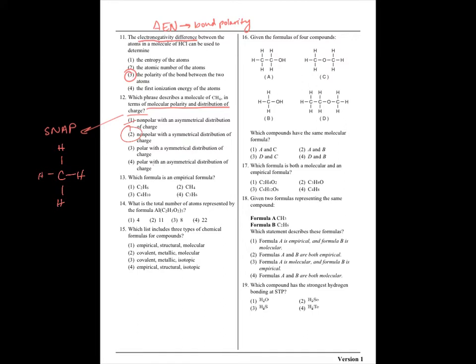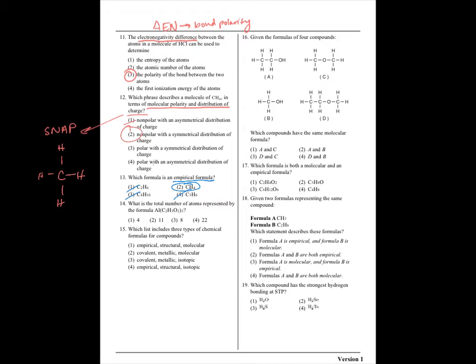Number 13. Which formula is an empirical formula? Empirical formula means simplified ratio, so look at those numbers and see if you can simplify them further. Choice 1, C2H6, you can divide that further. That's a molecular formula, not empirical, because you could reduce that. Choice 3, you could also reduce. Choice 2, you can't, so that could be it. And choice 4, you could also reduce, so that leaves choice 2, because look at those subscripts. You can't reduce them any further.